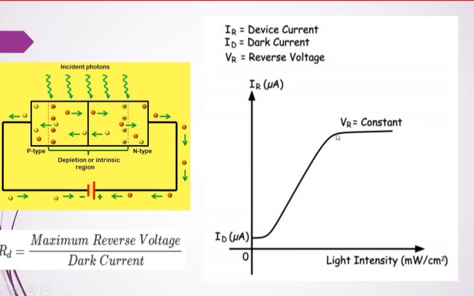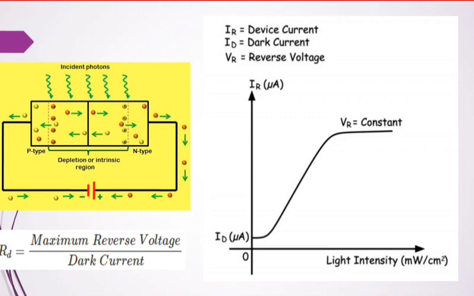After reaching some point, even if you increase the light intensity more and more, the current will not increase. That is saturated. This is the saturation point. At that point, the reverse voltage is constant. Up to this point only, the current value will increase. After reaching the saturation point, the current will not increase even if you increase the light intensity. This is the saturation current value. This is the very simple explanation about the creation of free electrons in photodiodes.